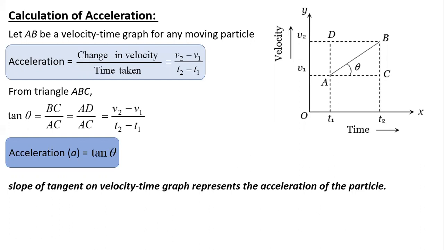So from the graph, for acceleration you need to find the slope, tan theta, and for displacement it is the area. You just need to get the value of tan theta, the slope, for the acceleration. Okay, so now the various graphs and their interpretations.